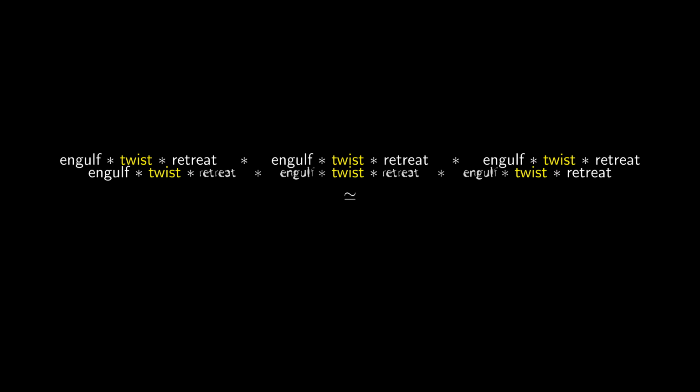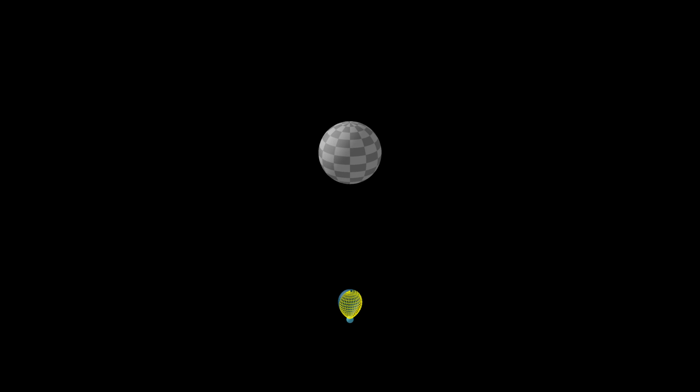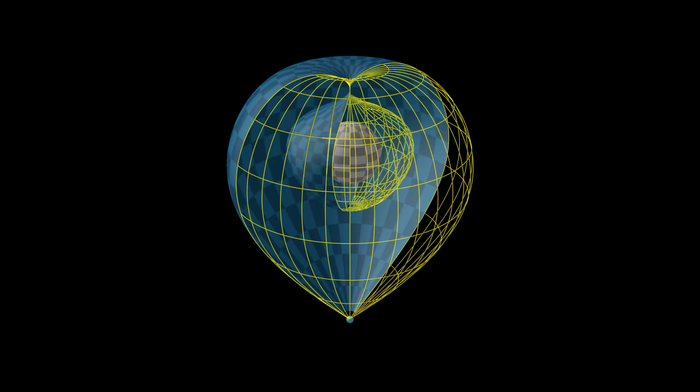Actually, instead of engulf, twist, retreat multiple times in a row, a retreat and then an engulf is really undoing something and then redoing it. So we can gradually cancel those out and get just one engulf, twist, retreat. So the integer we're counting for pi3 of S2 is really how many of these inner layer twists we do. We just have to engulf the ball to be in a position to be able to do a twist like that.